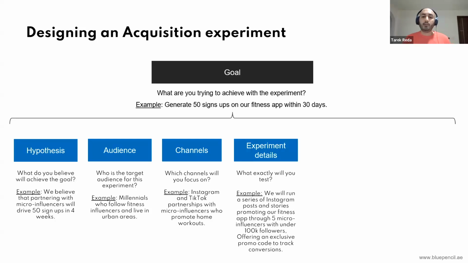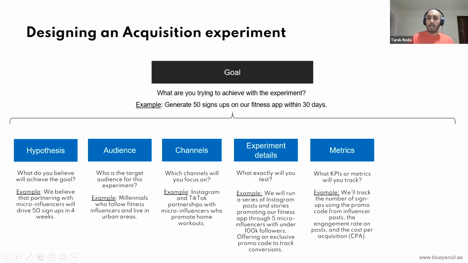The details of the experiment are that we will run a series of Instagram posts and stories promoting our fitness app through 5 micro-influencers with under 100K followers, offering an exclusive promo code to track conversions. Okay, this is just the details of the experiment.